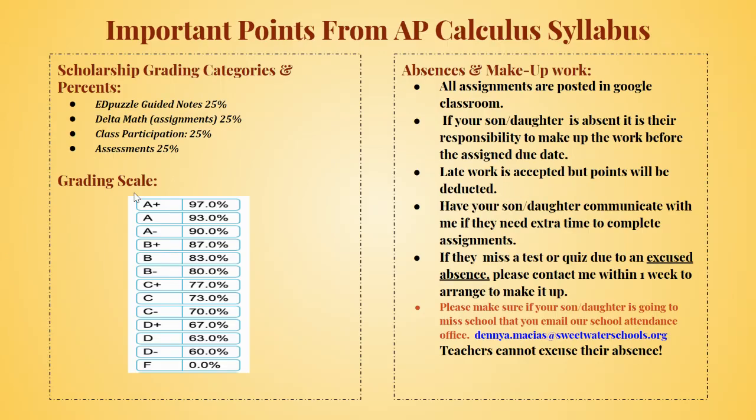And then important points from the AP Calculus syllabus, like I said: the Edpuzzle and guided notes have 25% of the grade. Delta Math is another 25% of the grade. Class participation, which includes their attendance, is another 25% of the grade. And again, assessments, I'm sending those out about every other week. So they'll get one and then they complete one. And then we'll do test corrections after that. So there's always a way to get a really good grade to move forward in this class.